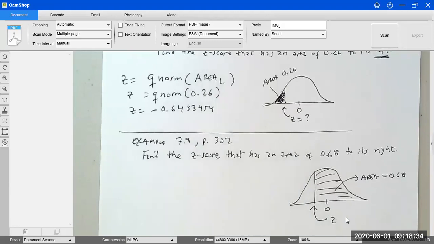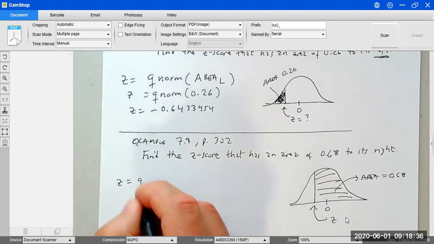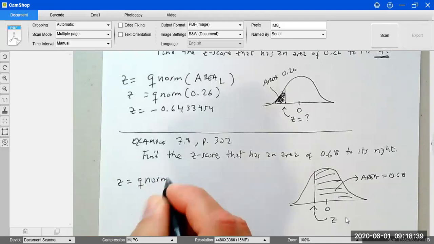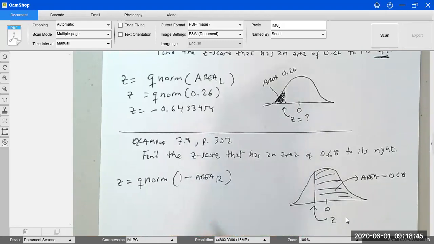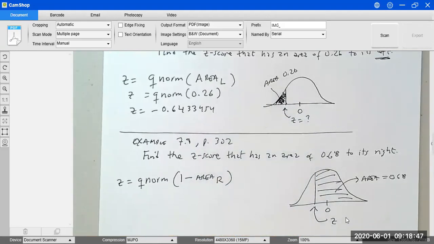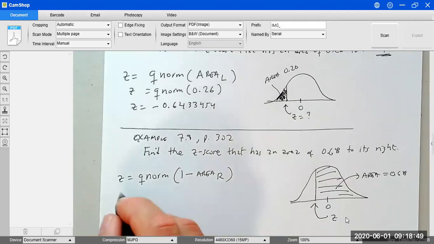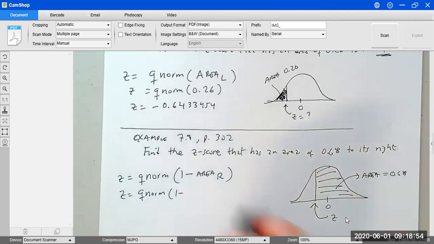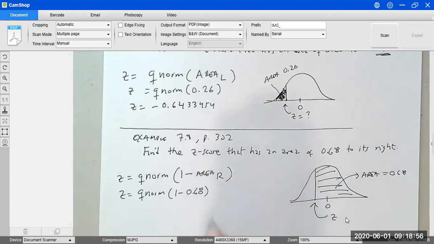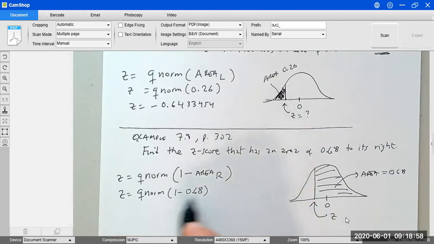So when you have the area to the right, then you're going to use the same function, qnorm, but we're going to subtract the area to the right from 1. So that's what we need to do. So we're going to get qnorm of 1 minus 0.68. In that way, this difference is giving you the area to the left. That is what you need to use with qnorm.